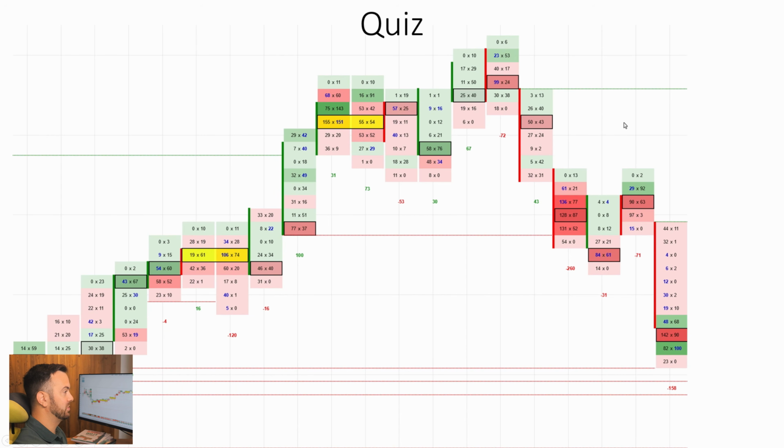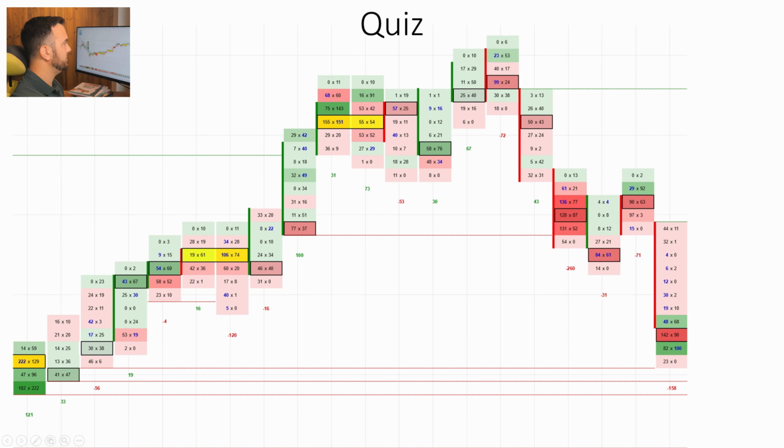Let's go for the next question. In here, I want you to tell if the price is going to go up or down from this place. Is it continuing to go downwards, to drop even more, or is it going to go up? Take a look at those footprints here and make your mind on where you think the price will go. Okay, let me show you.